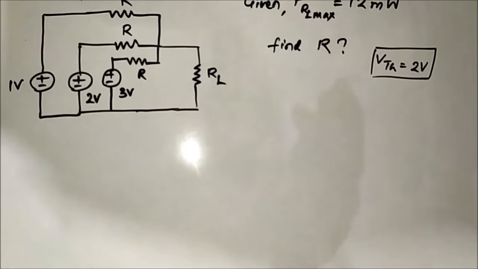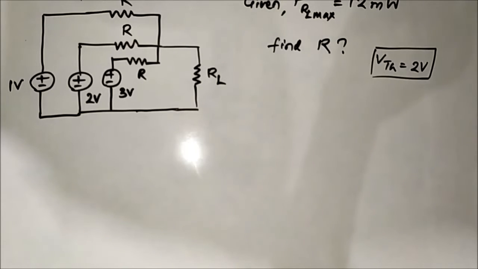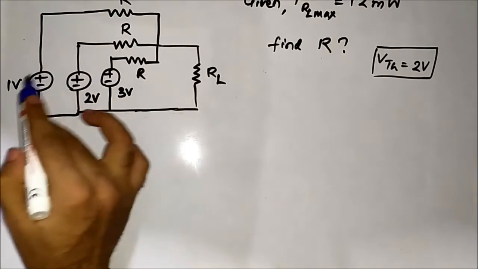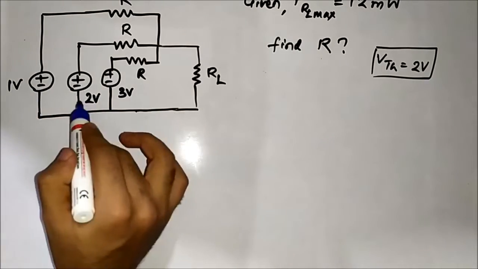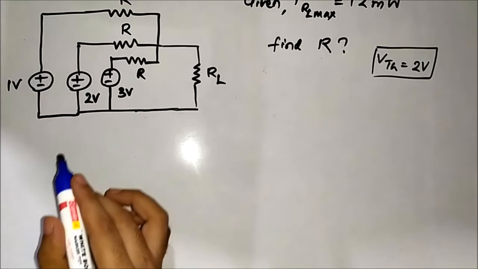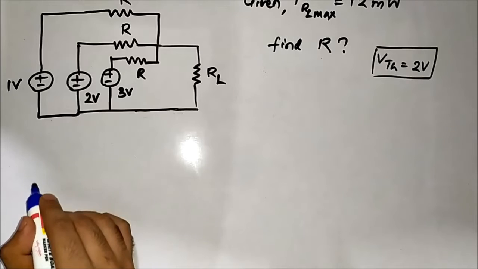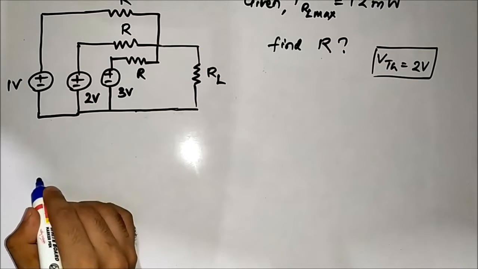VTH is equal to 2 volt, the Thevenin voltage we have calculated. Now we have to find RTH. For that we have to deactivate all the independent sources. In this case we have 3 independent voltage sources, 1 volt, 2 volt and 3 volt. We have to short circuit them. So in that case the circuit will become something like this.